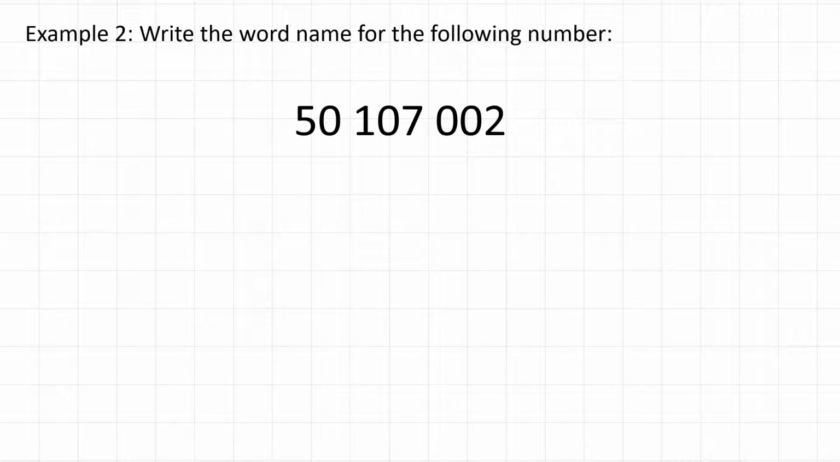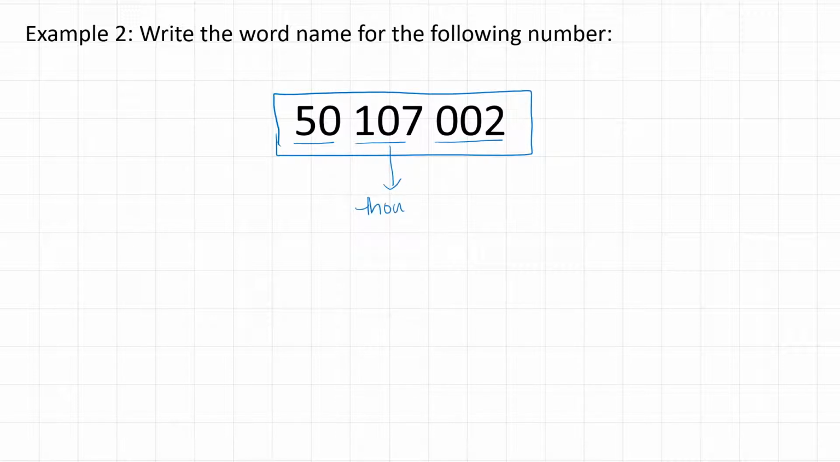In this example, we're asked to write the word name for the following number. Oh dear, it looks like a big number and there is no place value chart. But that's okay, we can figure it out. So, the first thing I'm going to do is look at the number. It's a big number, that's okay. I've got one group, I've got a second group, and I've got a third group. This is my ones, tens, and hundreds. This set is my thousands group. Then here we've got our millions group. Okay, so that makes it a little easier. So I broke it down without having to use the chart.